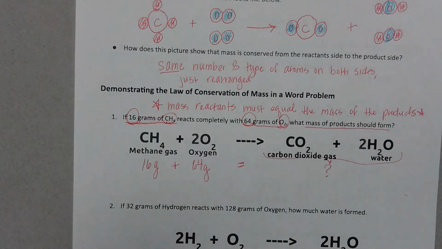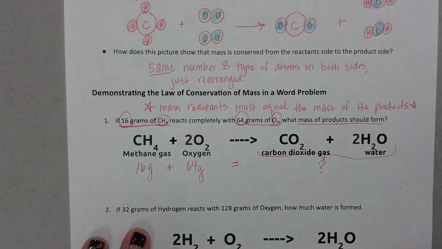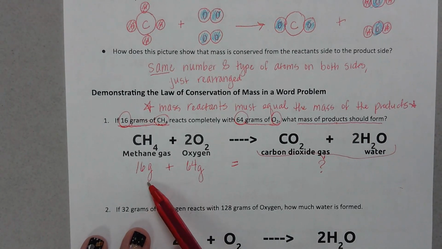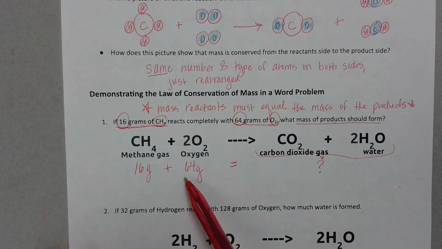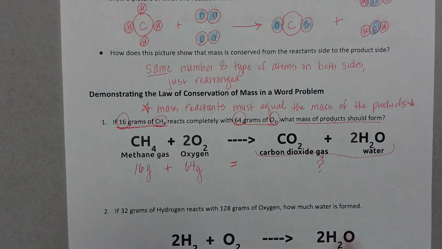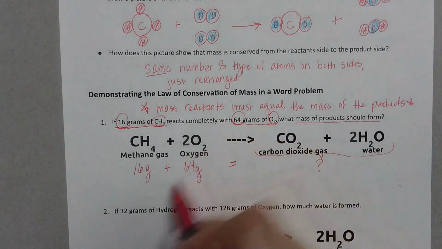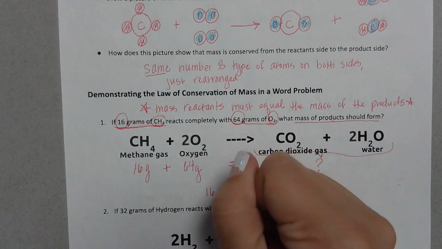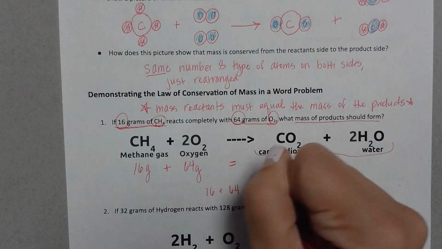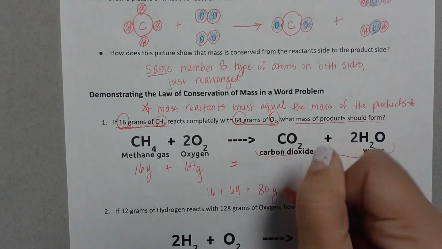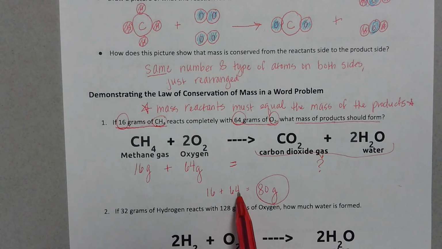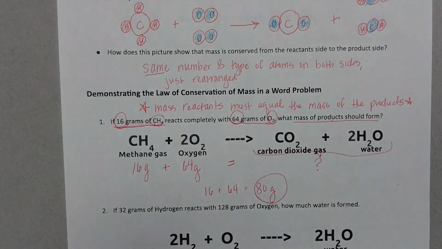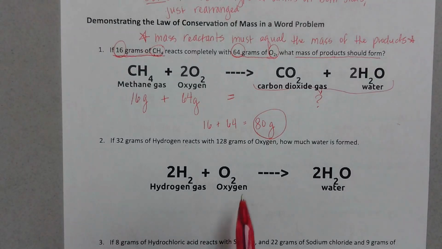So we are essentially, for this question, just being asked, what is 16 plus 64? So the total mass of products is equal to 80 grams. Which is 4 plus 6 is 10, carry the 1, 1 plus 1 plus 6 is 8. So 80 grams. So let's look at this one here.